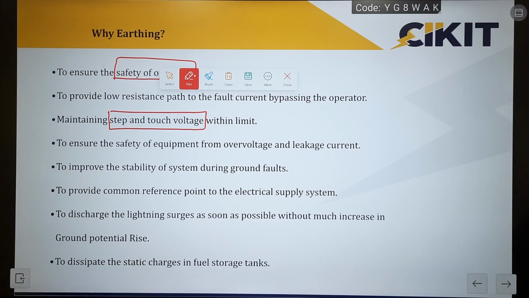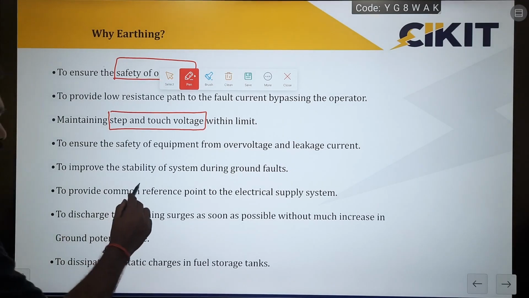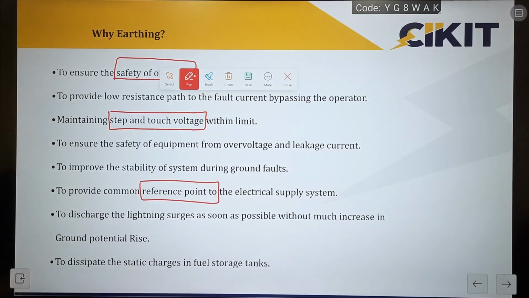So for these voltage levels, this grounding acts as the reference. Based on the grounding only, we will be providing the value of this resistance. So the grounding acts as the reference point for this electrical system. At the same time, we will be providing protective equipment for earth faults. So for the proper operation of earth fault protection, the earthing plays a crucial role.